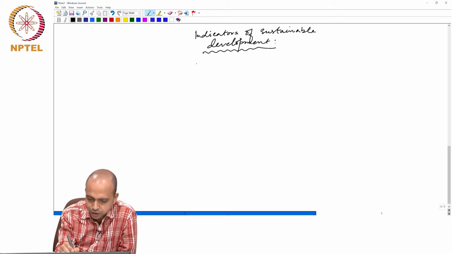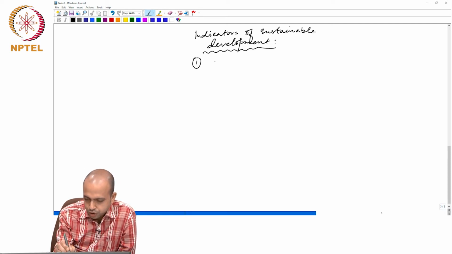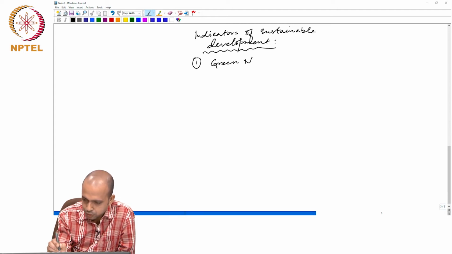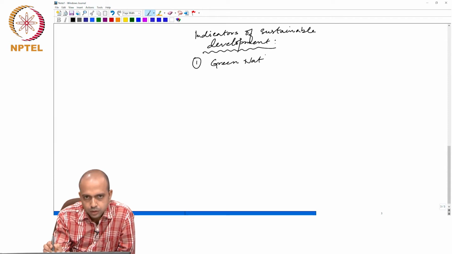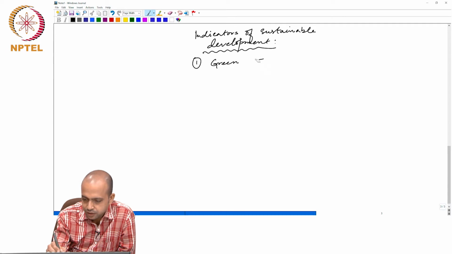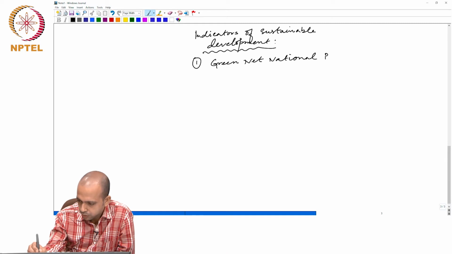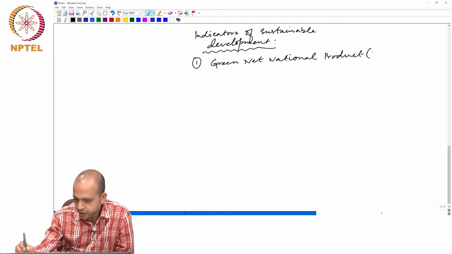And the first indicator that is widely used in economic literature is called green national product, or I would say green net national product. Or in the bracket I will say GNNP.